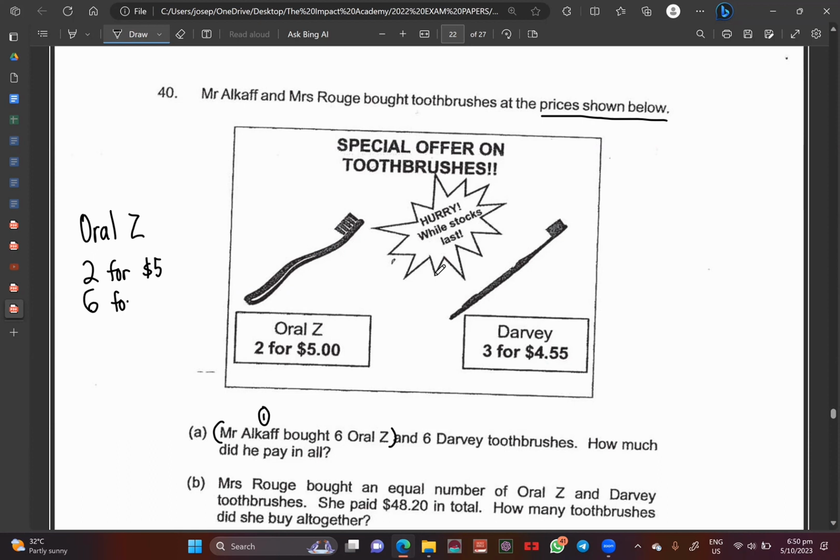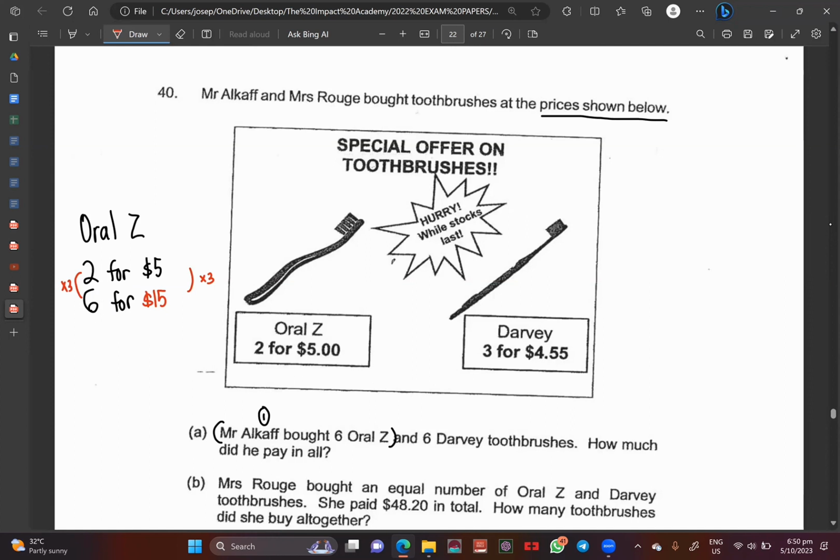I asked myself, 6 for how much? We cannot say 6 times 5. You get what I'm trying to say? Because we want to ask ourselves, how do I get from 2 to 6? We times 3. You agree so far? Very good. So that is for Oral Z only.